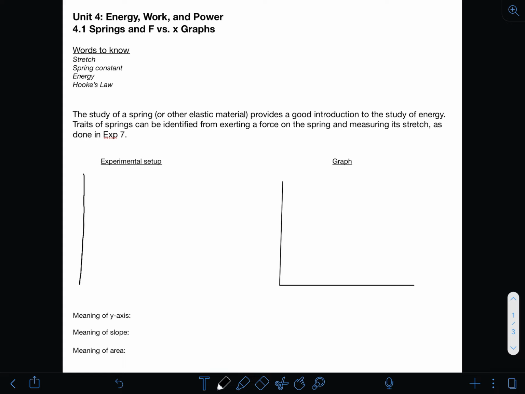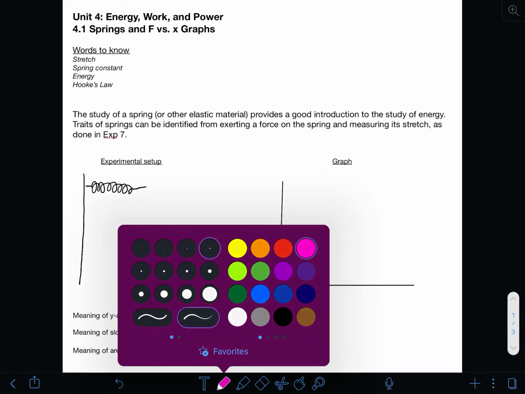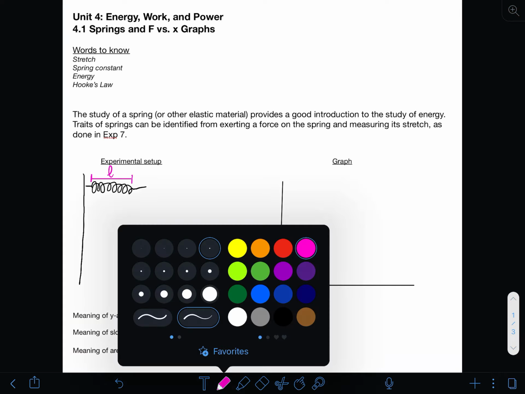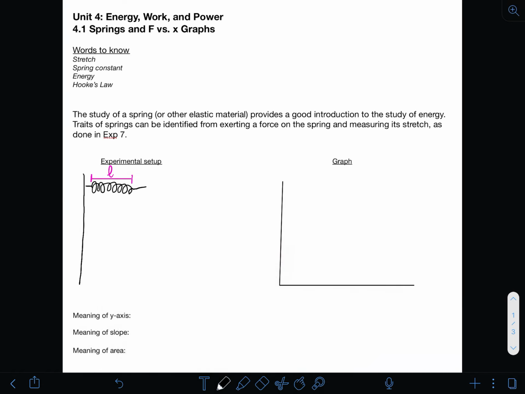So to recreate what that experiment looked like, we had a spring attached to a wall. So there's my lovely spring drawing. And that spring was some length, and it really could have been any length. It doesn't matter very much. We'll call it length little l. And what we did is we applied a force to said spring.